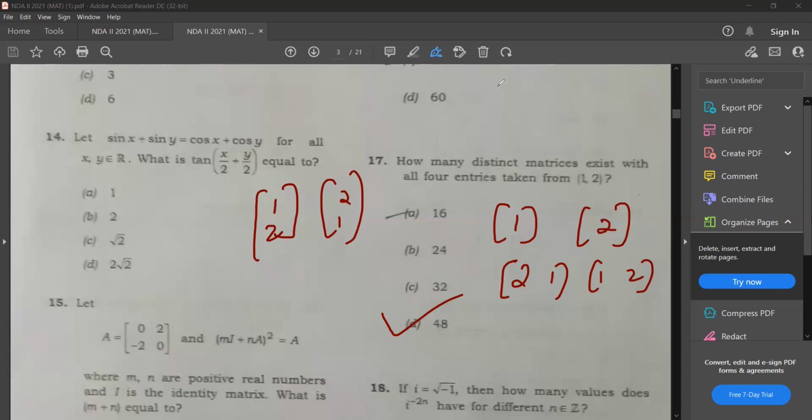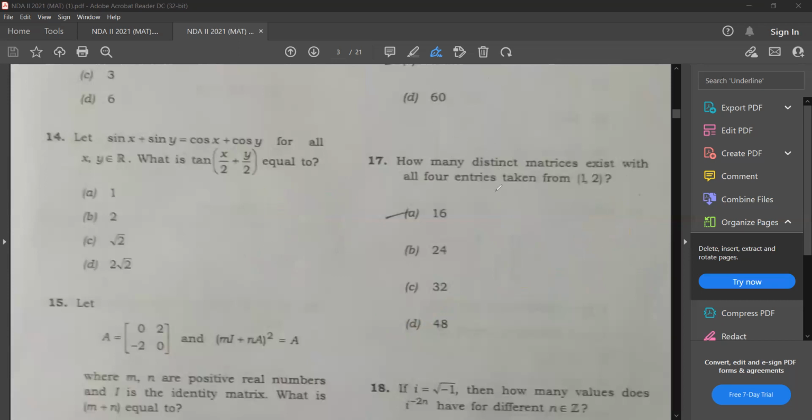So you need 4 entries. It cannot be like a singleton. There should be 4 entries taken from 1, 2. So it can be like 1, 2, 2, 1, or 1, 1, 2, 2. Totally when you try, there will be 48 possibilities.